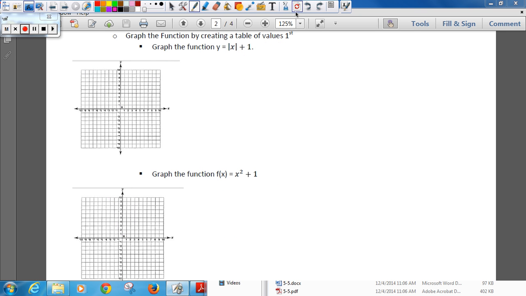You can go ahead and complete your quick checks, and then look at your schedule for your assignment that goes with this section.